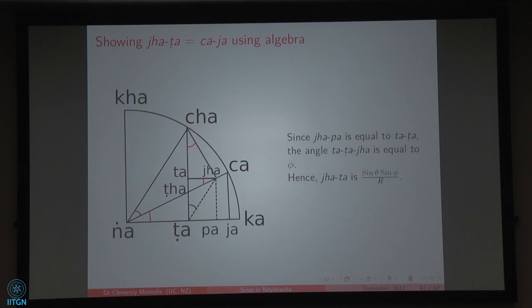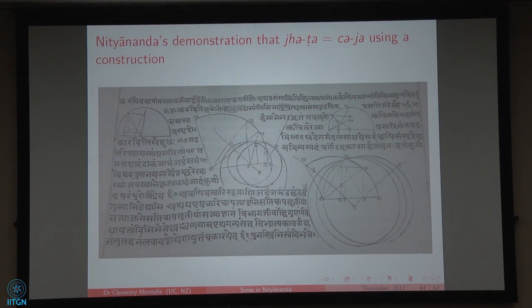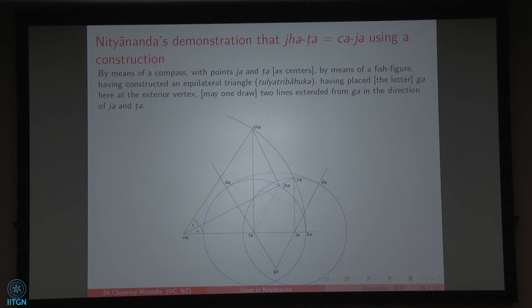You can show it algebraically. I won't dwell on the details here in the interest of time, but I will rather work through, again, how Nityananda tells us in a verse how to perform a construction. You'll see this very interesting, the scribe has really attempted here, and I suspect even using a compass, because these circles are looking quite similar, to actually show the equivalence of these line segments.